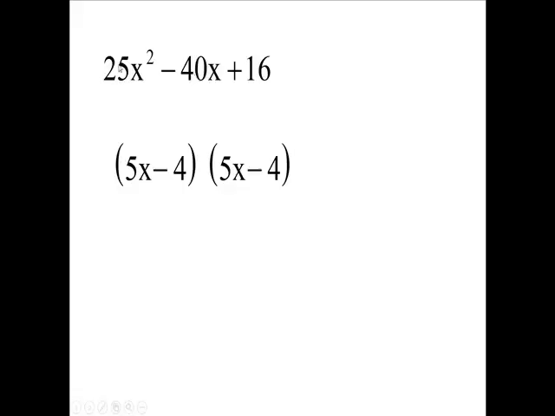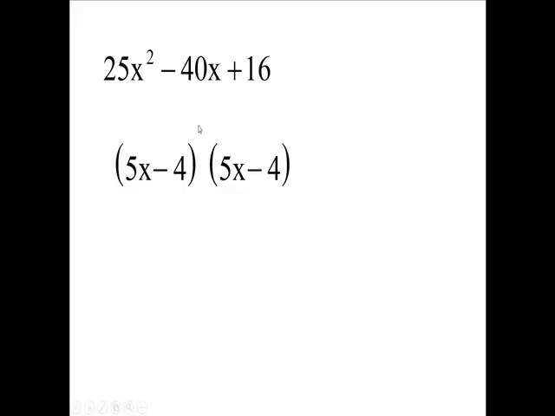Now, I'm going to get the 25x squared with the two 5x's, and I'm going to get the 16 with those negative 4's. How about that negative 40? Where does that come from? Well, when you multiply these, you have to FOIL them, don't you? The first terms, these two, give you the 25x squared. The last terms, the negative 4's, give you plus 16. But the outside terms and the inside terms, what about them? That's part of FOIL, isn't it? F-O-I-L, the outside and the inside.